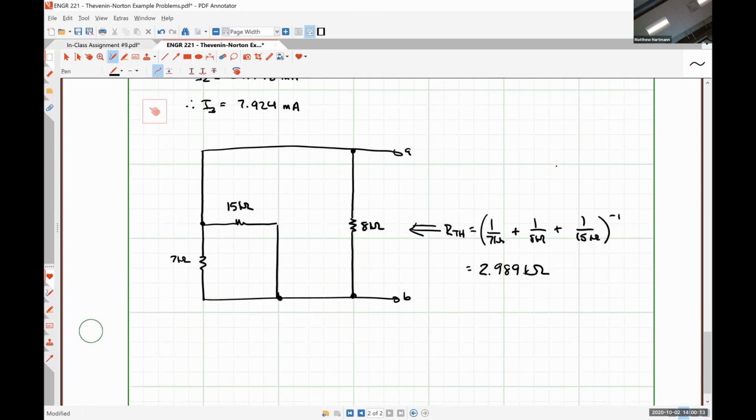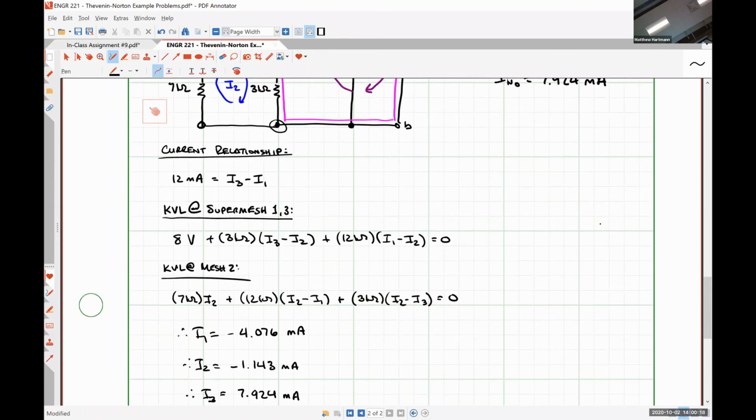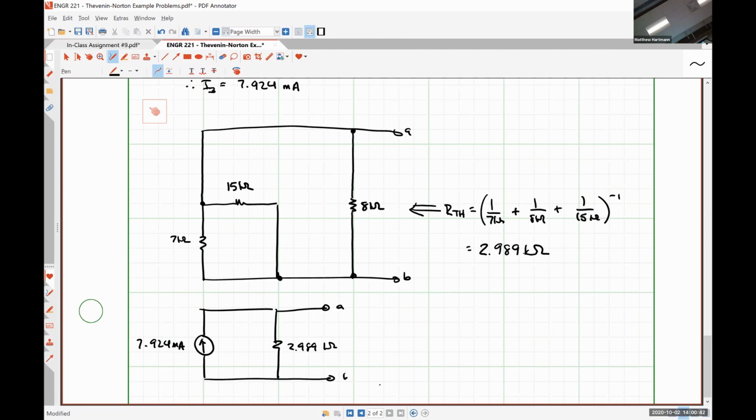So this whole big circuit up here, we could replace with this. All right.